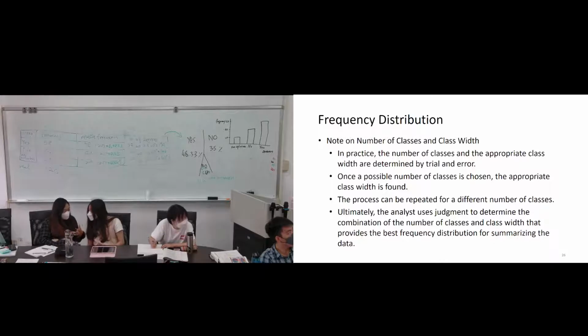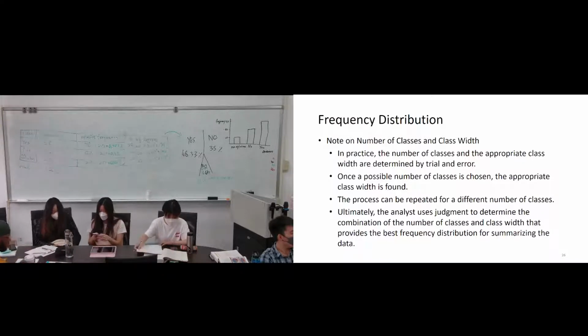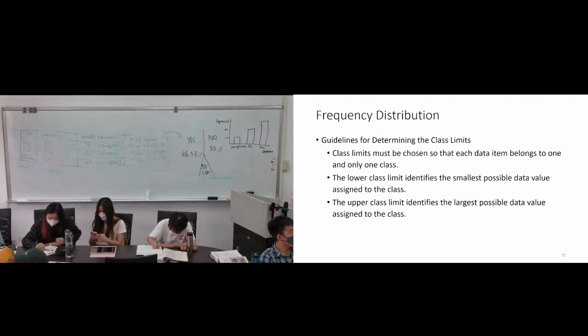Once the possible number of classes is chosen, the appropriate class width is found, and the process can be repeated for a different number of classes. Then we can use judgment to determine the combination of the number of classes and class width that provides the best frequency distribution to summarize the data.